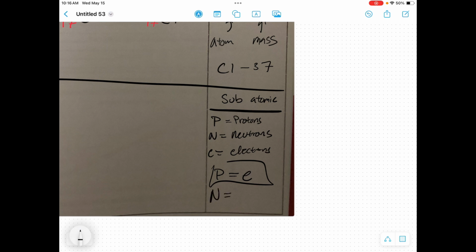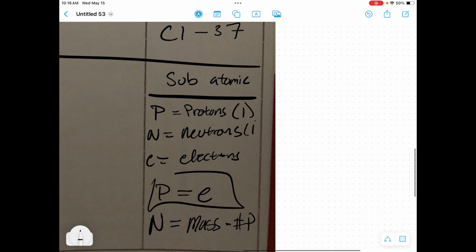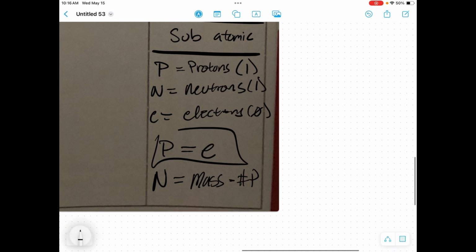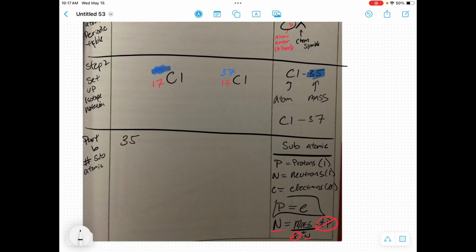Your neutrons we're going to get from the atomic mass. So if you have your atomic mass and you subtract the number of protons, you should get the number of neutrons. Because again, if you think about your subatomic particles, your proton has a mass of 1, neutrons have a mass of 1, electrons have a mass of 0. So if you know your mass, that's going to be a combination of protons and neutrons. If you subtract the number of protons from that mass, you'll be left with just neutrons. So let's go ahead and do that for both. We have our first isotope, the Cl35, and our second isotope is Cl37.